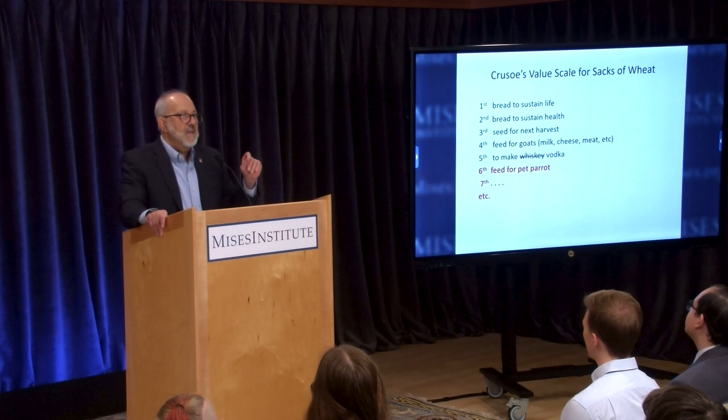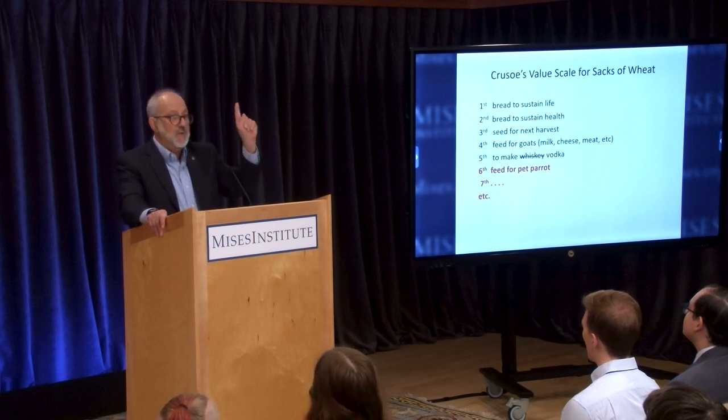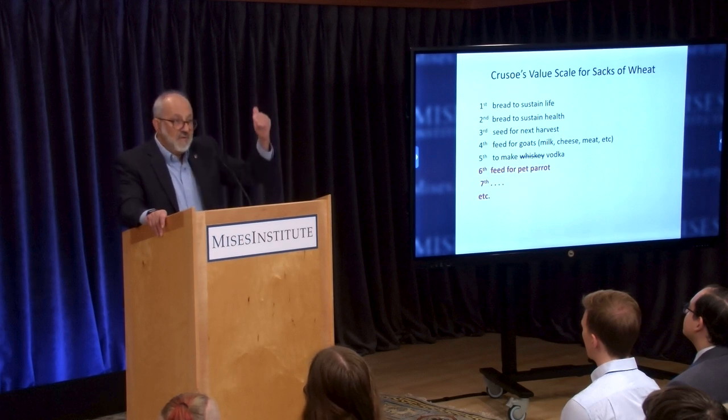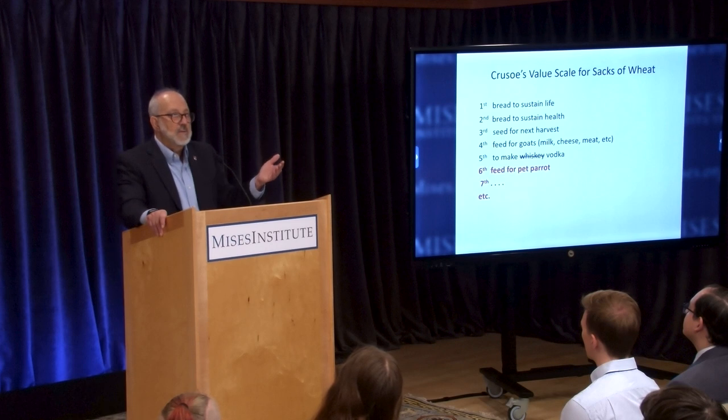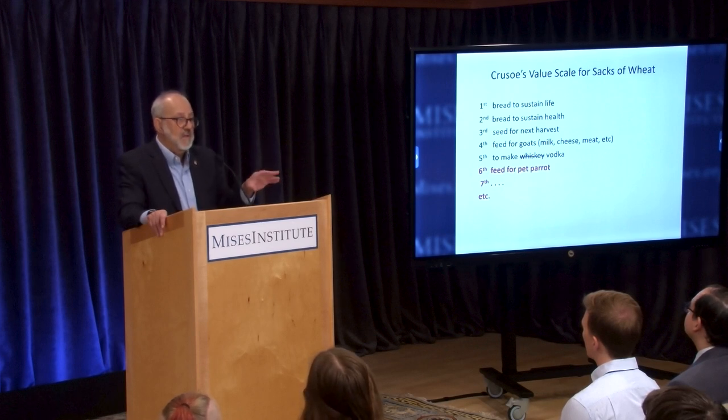Menger solved the problem of what is the value of a sack of wheat? What is the value of that one concrete sack of wheat? Any one of those 5, what is the value? Are they different? Do they differ according to what end they serve? Well, how could that be? They're identical. They have to have the same value. So Menger asked a brilliant question, and that's how he solved the problem.